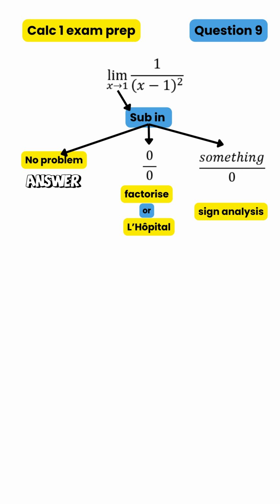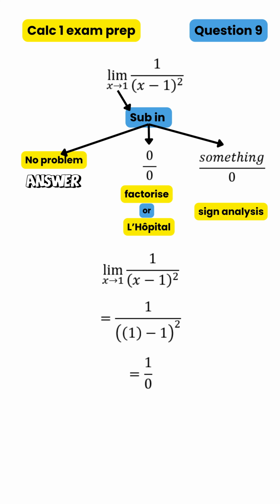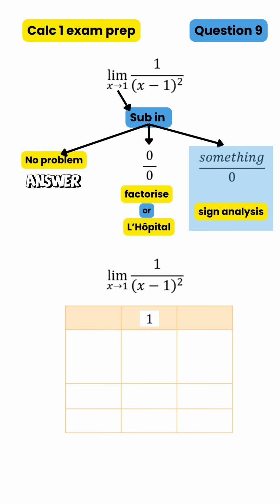That's always the plan. If we substitute the limit approach value here, we get 1 over 0, so we'll have to do sign analysis. For a sign analysis, we take a value slightly smaller than our approach value and a value slightly greater than it. We substitute them in and look at the results we get. In this case, we get both positive 10,000.